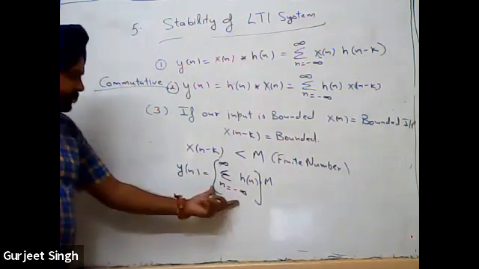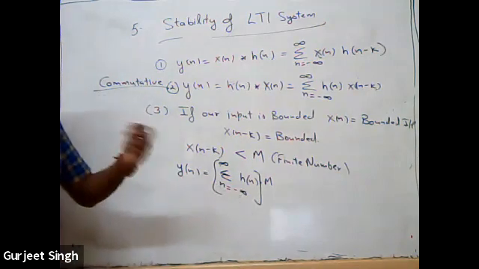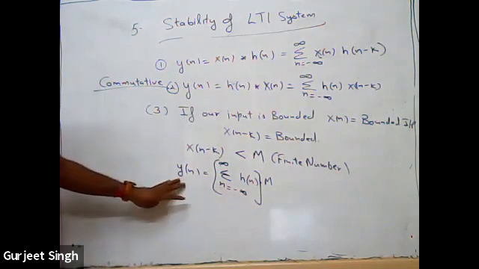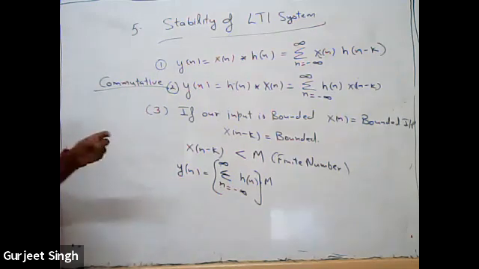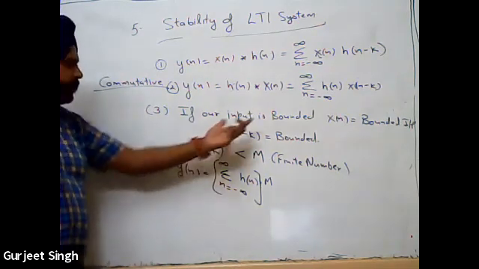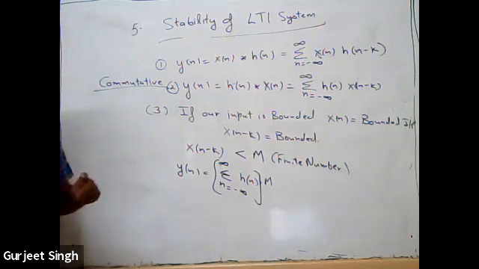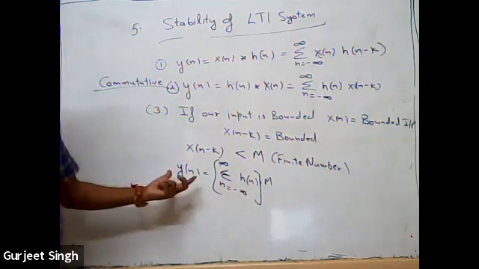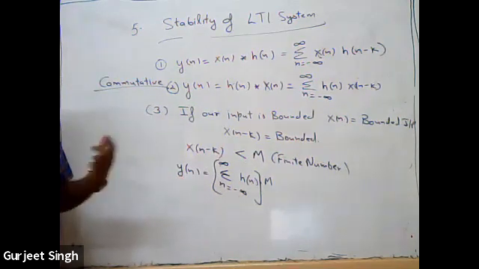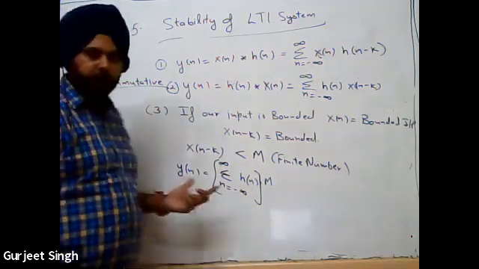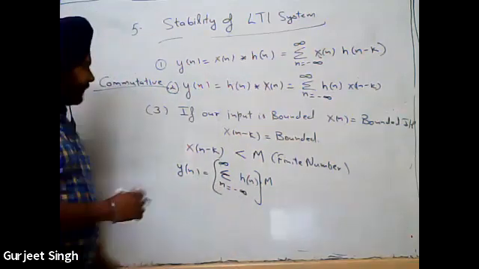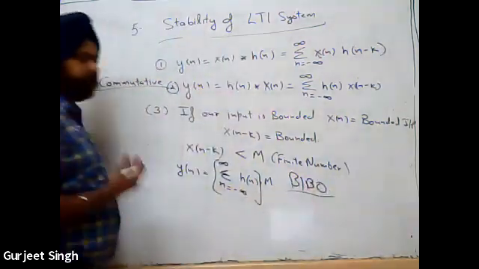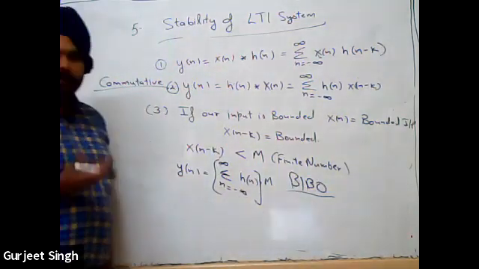If we solve this summation and its answer must be finite, then we can say that our output must be bounded. Means we have to check that we have given the input as bounded, but we have to check whether my output is bounded or not. If my output is bounded, then it satisfies the criteria of BIBO. Then we can say that our LTI system is also stable.